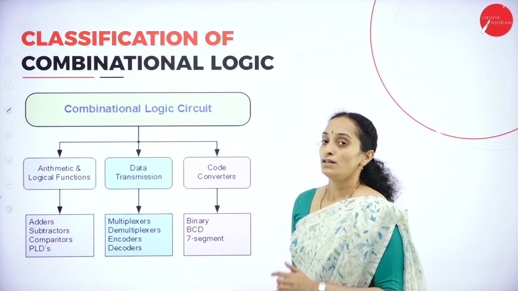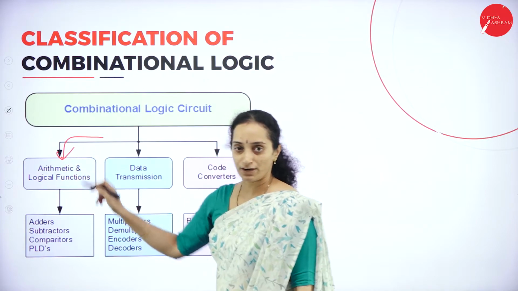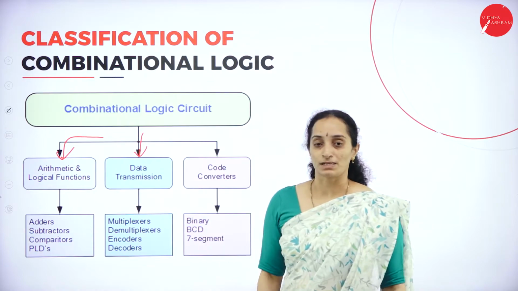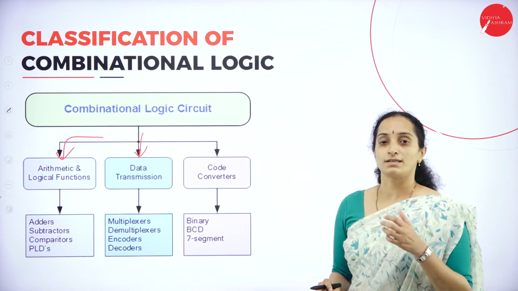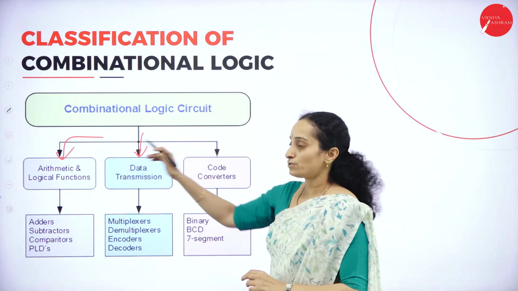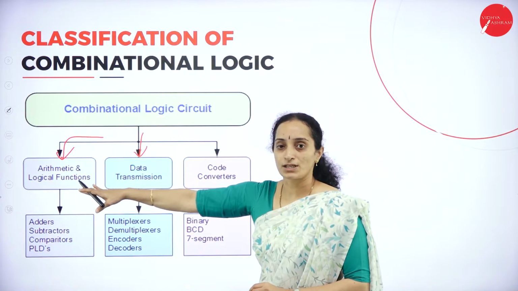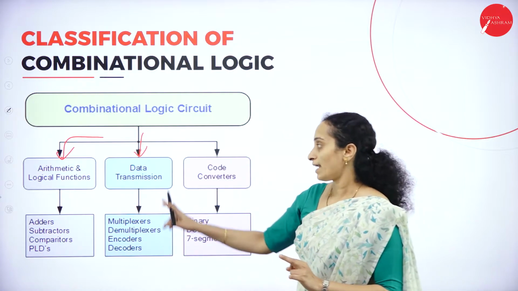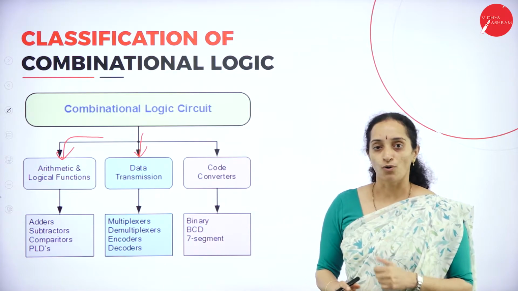So here we have the combinational logic circuit, which can be divided into arithmetic and logic functions, performing the arithmetic and logic operations; then data transmission, passing the data through the circuits; and the third category is code converter. Conversion from one code to another is done. So we have in total 3 types of combinational circuits. One performing the arithmetic and logic operation, another performing the data transmission, and the third one performing the code conversion.